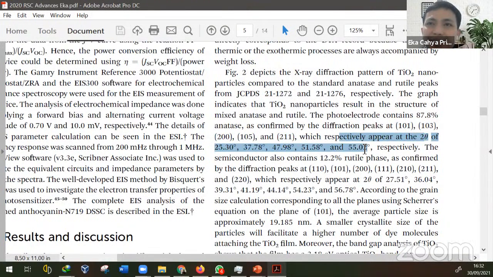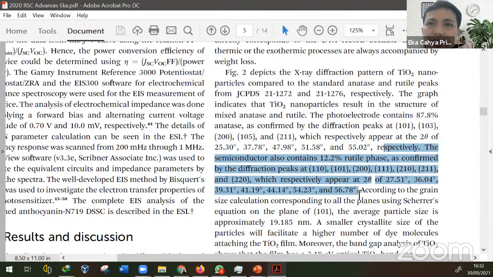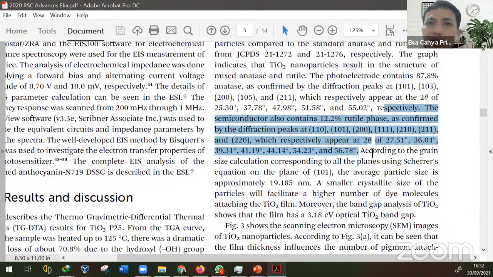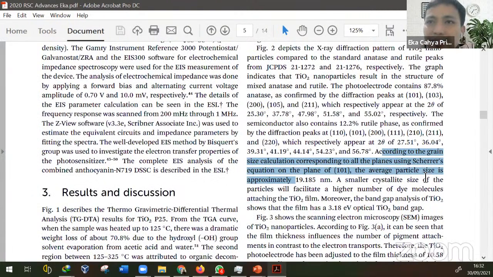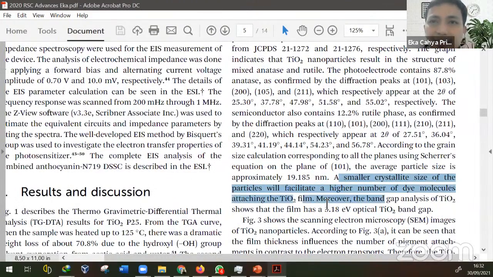The degree and also other crystals of the material are the evidence. According to the grain size calculation, we can find the size of the crystal. When cutting a device into smaller parts, the size approaches 20 nanometers. So this is the size of the grain. A smaller crystal size of the particle will facilitate a higher number of pigments attached on the film.